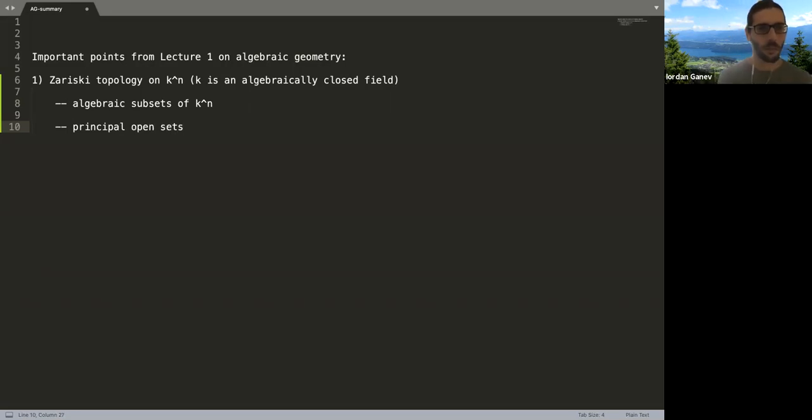So the algebraic subsets are the vanishing loci of ideals in the polynomial algebra. And the principal open sets are the places where a given polynomial is non-zero. So every polynomial in n variables in the polynomial algebra k[t1, ..., tn] defines a principal open set, namely the points where that polynomial, thought of as a function on k^n, does not vanish, is non-zero. So those were the important points in the Zariski topology.